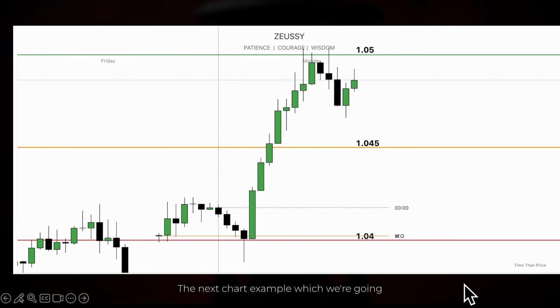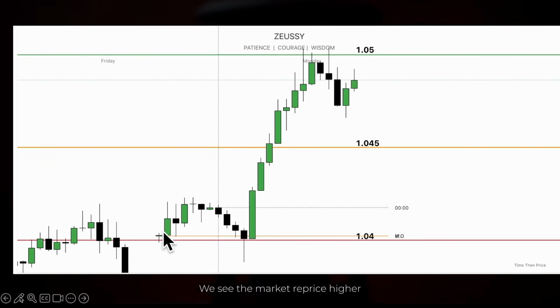The next chart example which we're going to take a look at is on the euro. Notice that the range which I have annotated right here is between 104 and 105. 104 is a range low, 105 is a range high. Notice that when you pay attention to this delivery on the left, what you can see is that we gapped open higher for the week through the 104 price level. Notice that the weekly open and monthly open is right here.